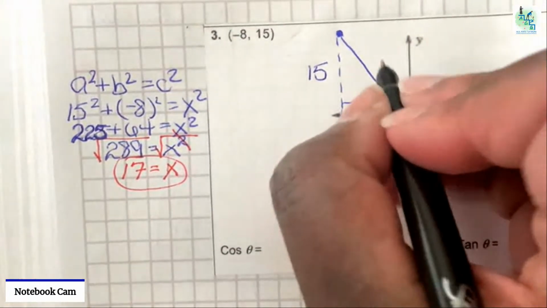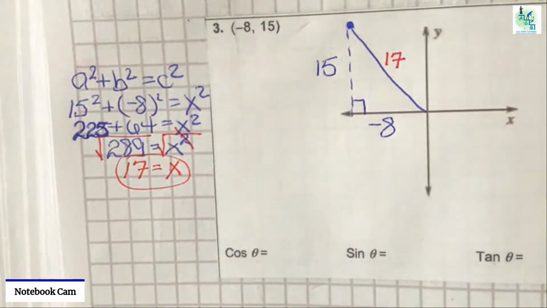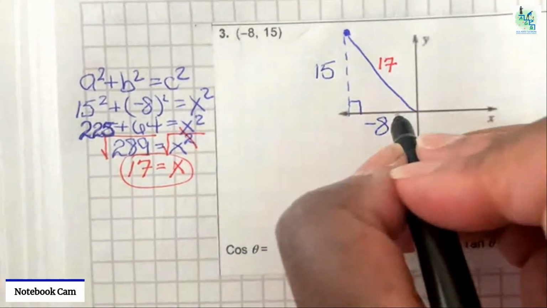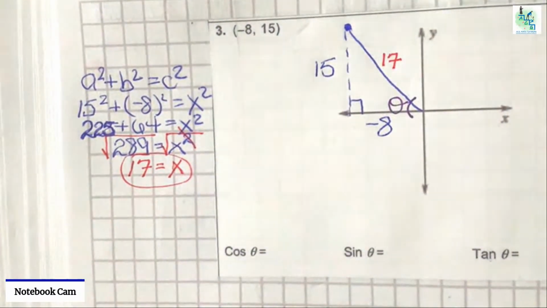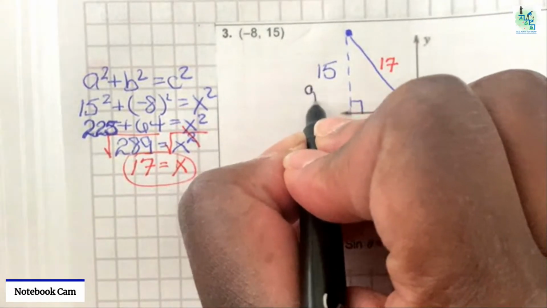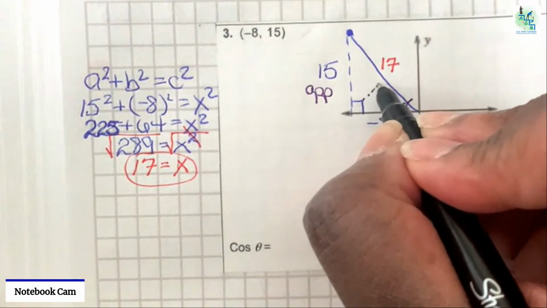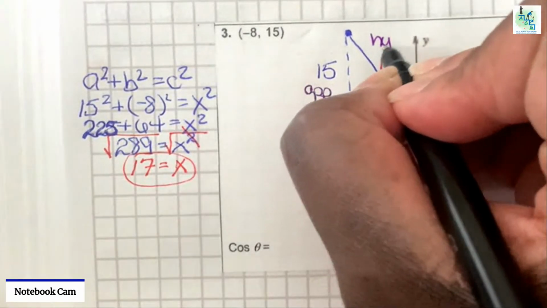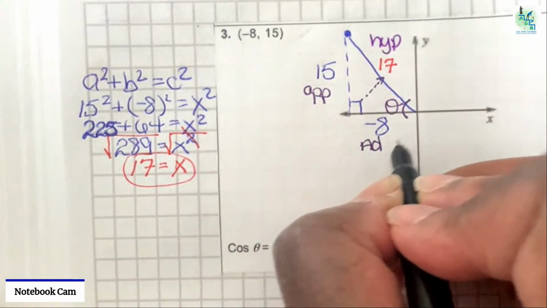So that means here's your hypotenuse at 17. So again, your theta is always near your origin. So here is our theta. Okay. So that means the side directly across from our theta, this is going to be opposite. The side that's directly across our 90-degree angle, okay, that's your hypotenuse. So that means -8 has to be your adjacent.